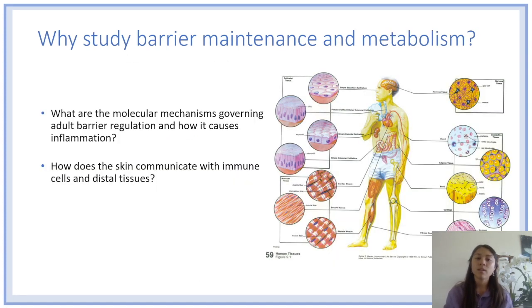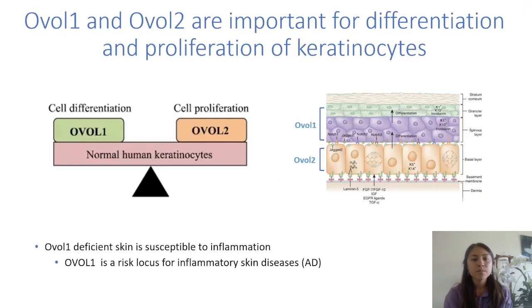So one of the major things that my project focuses on is understanding how exactly the skin can communicate with these other tissues, such as the lungs, or in my case, fat pads. And so, again, as I mentioned before, I'm interested in understanding this in the context of these two proteins and their regulatory proteins called OVL1 and OVL2. And OVL1 is important for the maturation of your skin cells, whereas OVL2 is important for the growth and development of your skin cells.